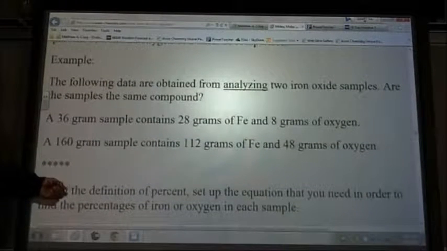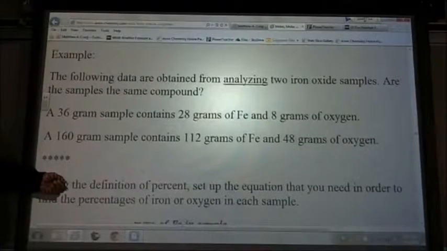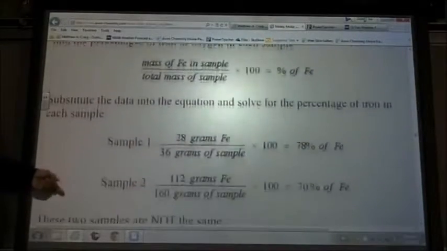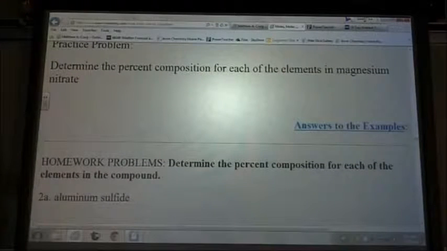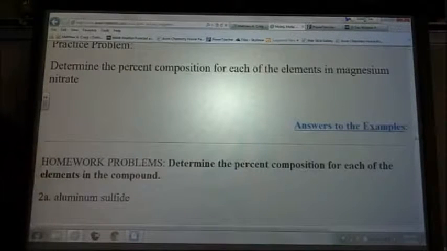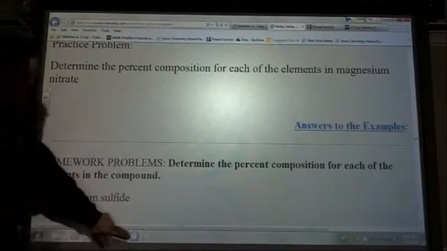All right, so let's look at the example problem. All right. So the question says, determine the percent composition of each of the elements in magnesium nitrate. Magnesium nitrate. So I want to know what is the percent of each of the elements in magnesium nitrate.